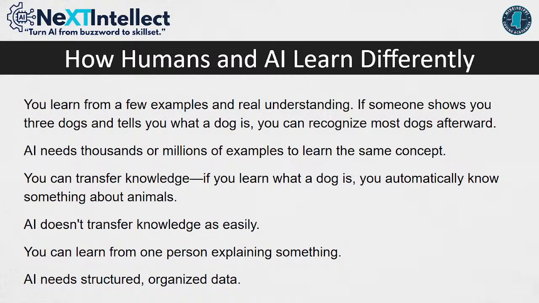The key difference is we could transfer knowledge quite easily. Okay, so in one situation we saw this was a dog, and in another situation we're able to make that connection from before. AI doesn't transfer knowledge as easily. Now remember, it doesn't have that experience and emotions tied into it like we have that helps us have those mental anchors. But we could learn from one person explaining something. So maybe just that one interaction with somebody, learning something.